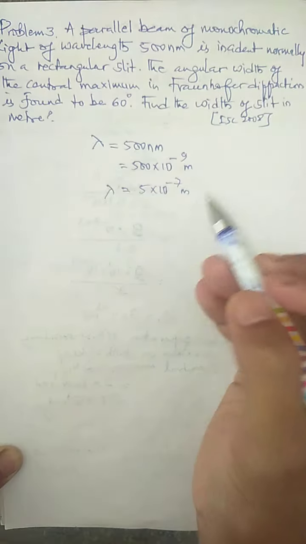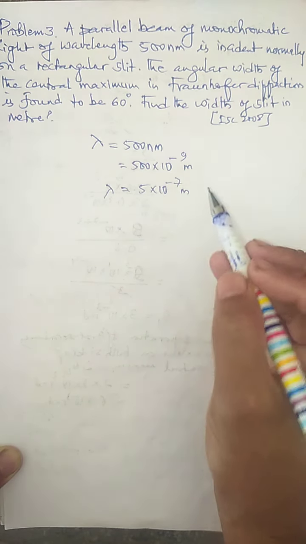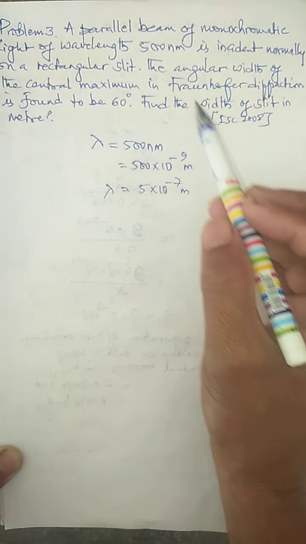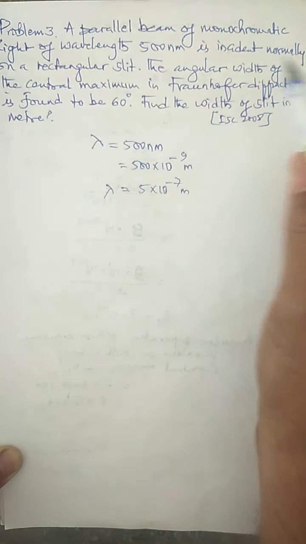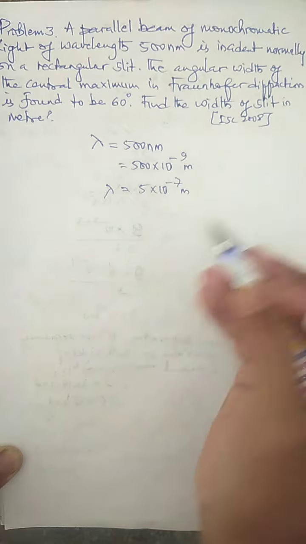So what is the wavelength of light which is incident on the slit? 5 into 10 to the minus 7 meter. It is incident normally on a rectangular slit. And the question says that the angular width of the central maximum in the diffraction pattern is found to be 60 degree. Here the angular diffraction is given.